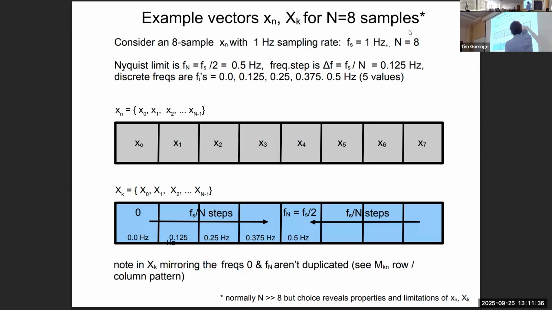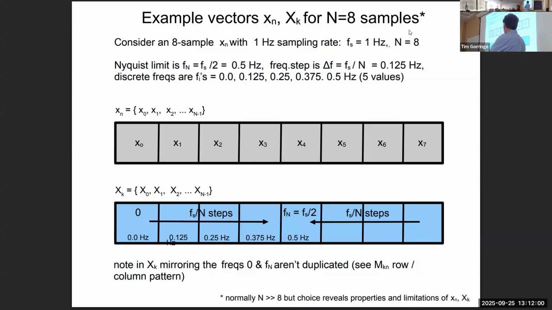Okay, so let's imagine I've collected 8 samples with a sampling rate of 1 Hertz. So I've got a sequence of 8 samples, 1 second between each of them, so a total duration of 8 seconds with a sampling rate of 1 Hertz. What are some things I can infer from that?